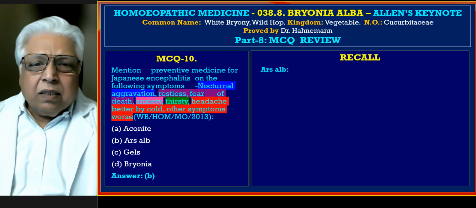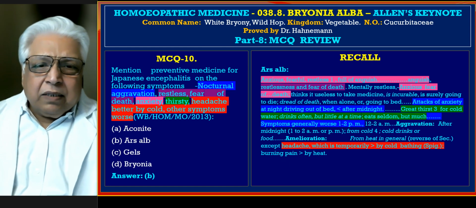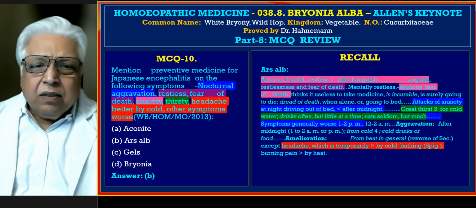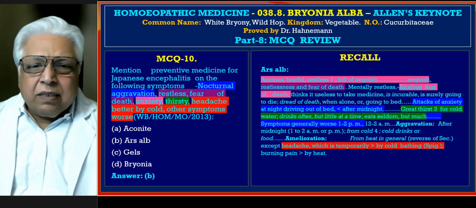Let us get the reference. Under Arsenic album, we find this information, which we can see in the color code: anxious, fearful, restless, full of anguish, and then anxiety, fear of death is there. Attacks of anxiety at night, driving out of bed after midnight, great thirst for cold water, drinks often but little at a time, and headache, which is temporarily better by cold bathing.